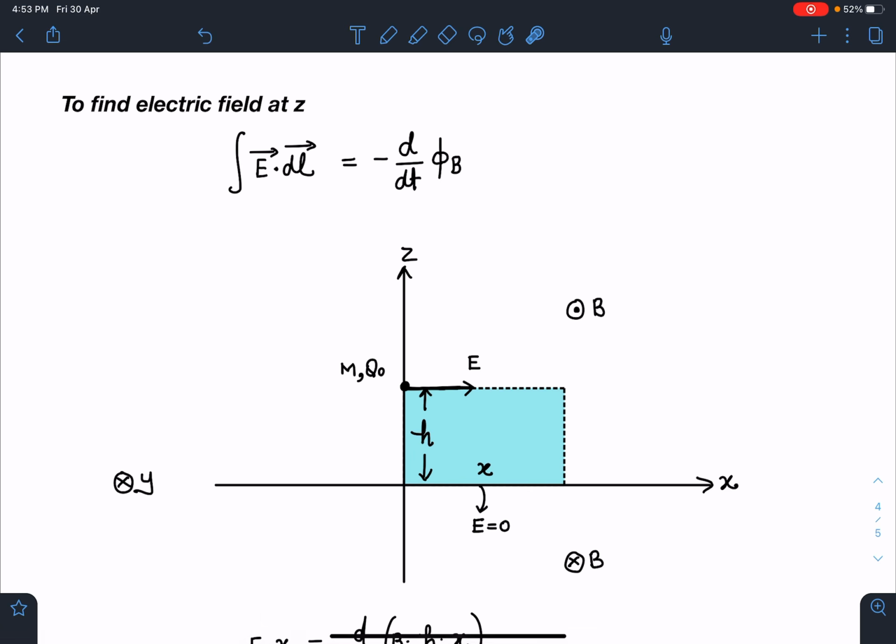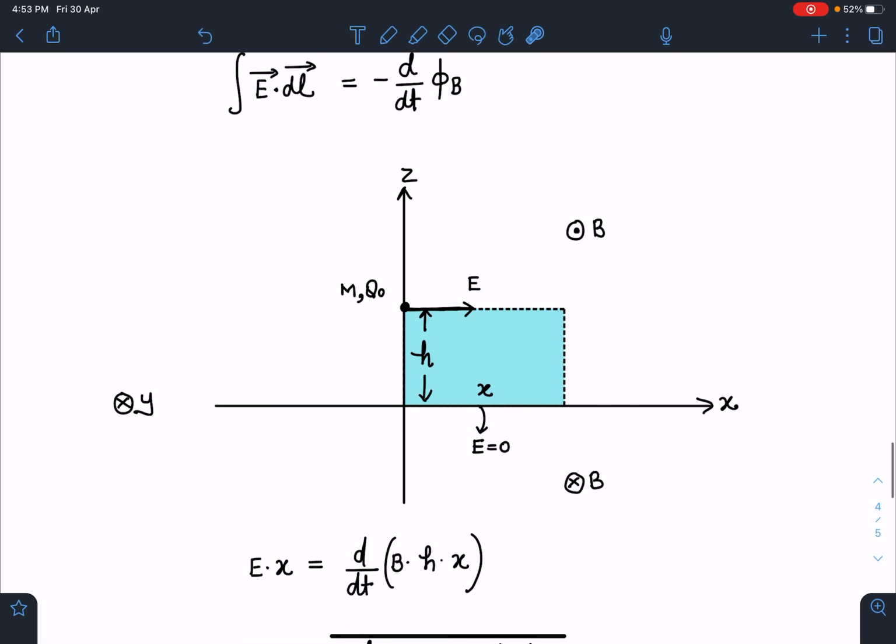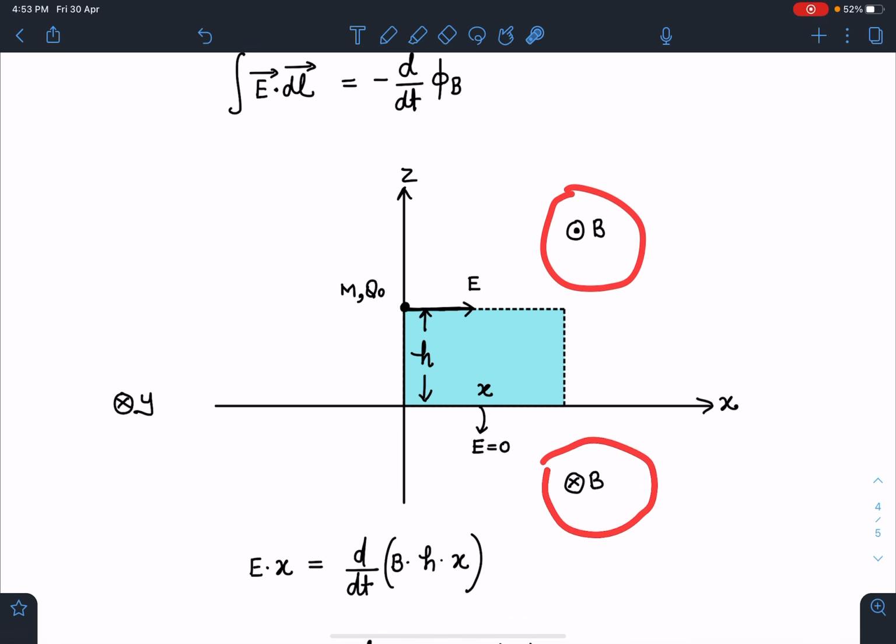To find the electric field here, I am going to use the way we derived it for the cylindrical region. I am going to use Faraday's law here. So integral E dot dl gives me d by dt of the magnetic flux through any loop. I am placing the y-axis into the plane and taking the z-axis here. For z positive, the field is outside, that is negative y, and for z negative, the field is inside. So here and here we can see the field direction.